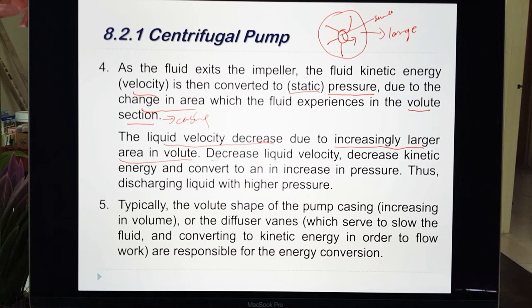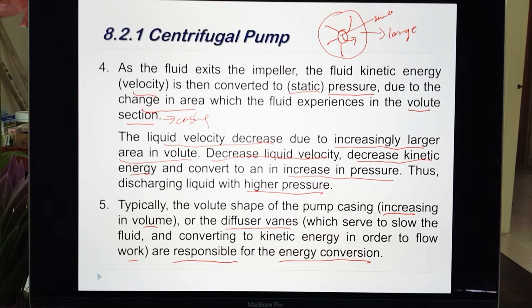When we have decreased liquid velocity, it will decrease the kinetic energy and convert it into an increase in pressure. So when the liquid is discharged towards the outlet, it will be discharged at higher pressure. Typically, the volute shape of the pump casing, which increases the volume for the fluid, or the diffuser vanes, which serve to slow down the fluid, are responsible for the energy conversion.